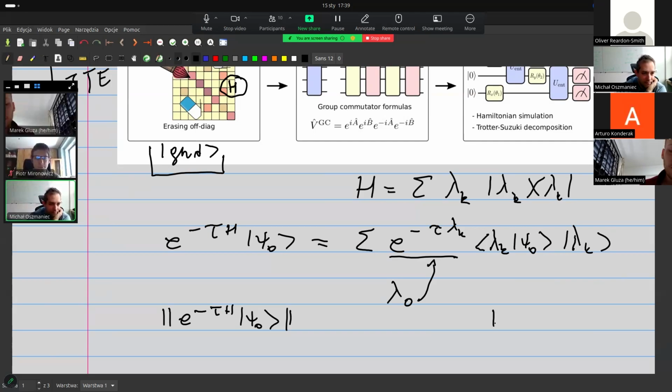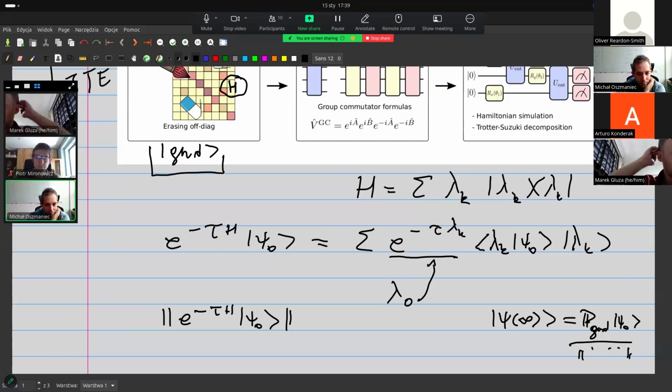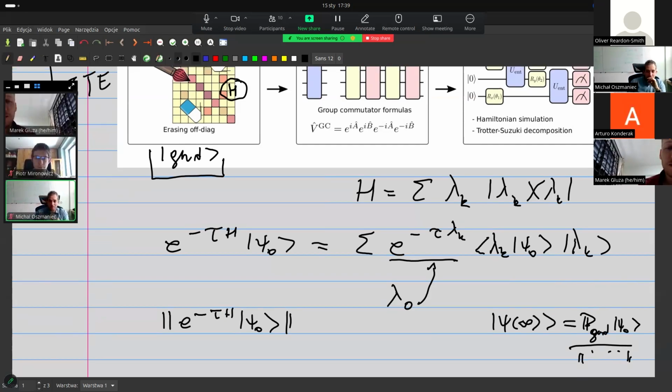So psi of infinity will be something like the projector on the ground state applied to psi 0, and then we normalize. But we don't know exactly which state we will land on. Sure, thanks. But it should still work.